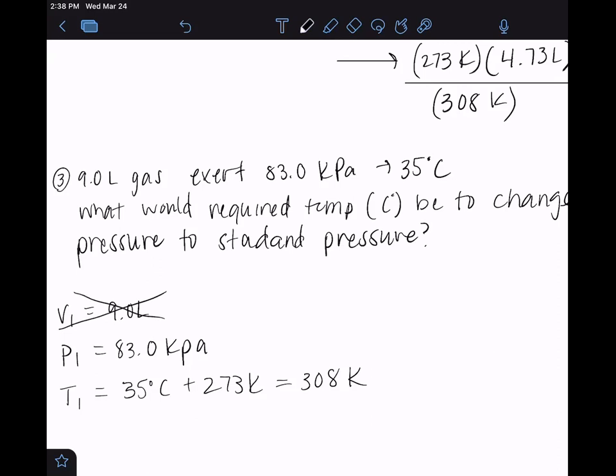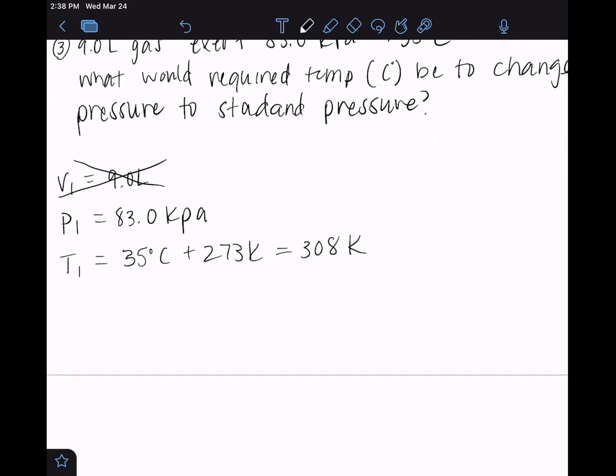It's a trickery. So when you start listing things out, make sure that you're well aware of what you need and what you don't need, because the question is stating what would the required temperature be. So what are we trying to find out? We're trying to find out T2, okay? And then pressure, P2, is standard pressure.